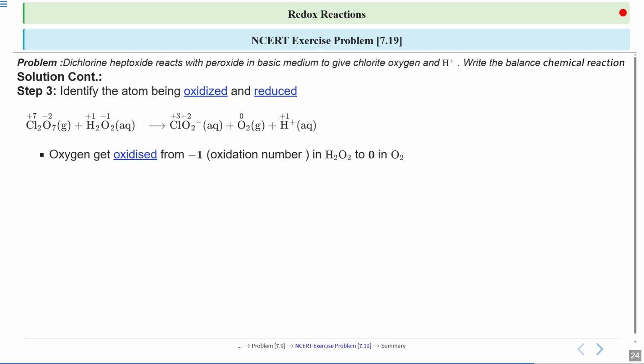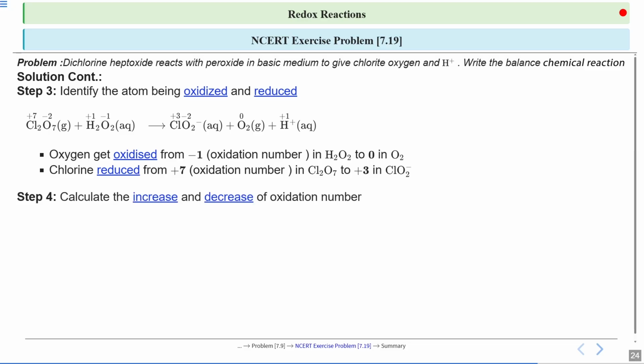that means the oxidation number has increased from minus 1 to 0. So if there is an increase in the oxidation number, that means there is oxidation. Why? If there is a decrease in the oxidation number, that means there is reduction. So chlorine is getting reduced from plus 7 to plus 3.